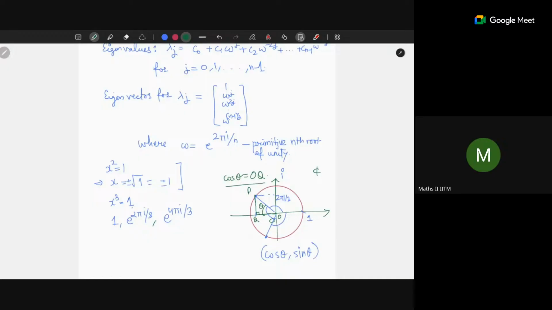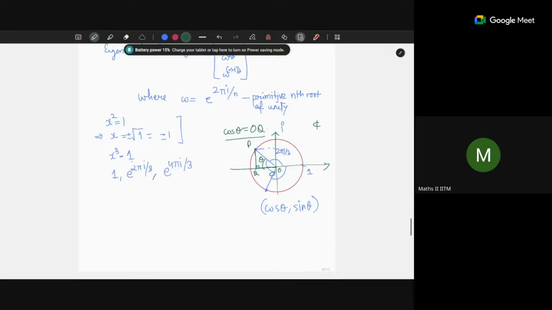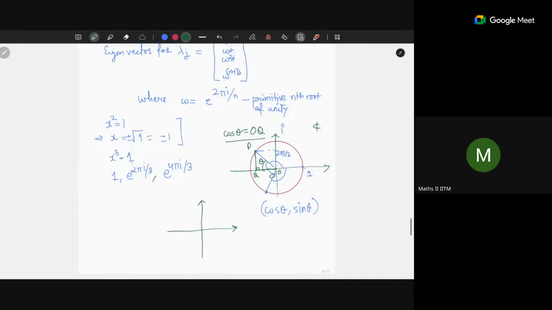So these are the unit cube roots of unity, and they are complex numbers. Suppose you have 4th roots of unity. Again, you take the same circle. You start with the circle. This is your complex plane. You take the circle, and let's say you need to find the 4th roots of unity.